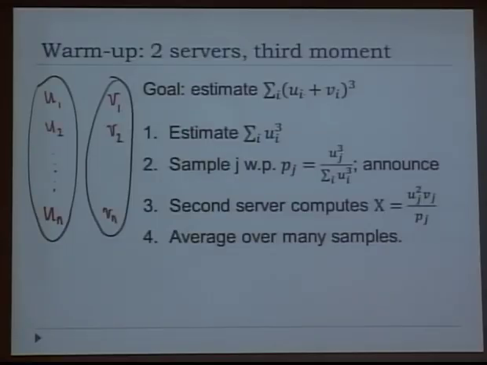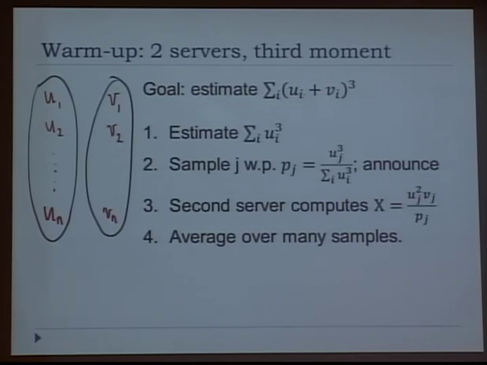That's what we want to do, where the U's are on one server and the V's are on one other server. Okay, so here's what we'll do. The first server will sample an element with probability proportional to its third power. Okay? So at least you're computing a third moment, it's a third power, it's nothing crazy. And then it announces this index, j.